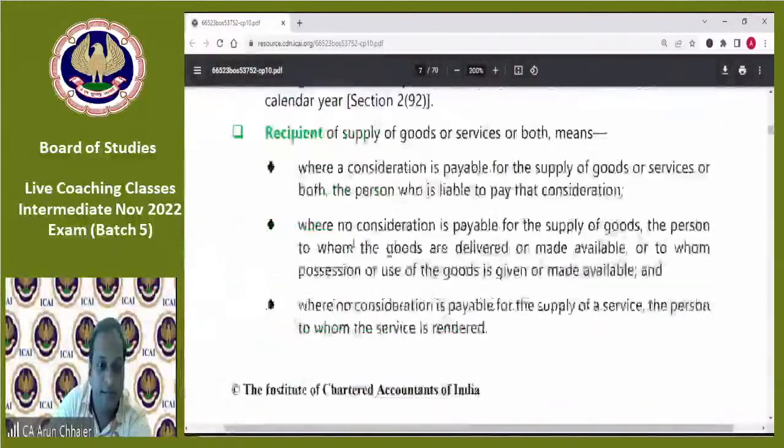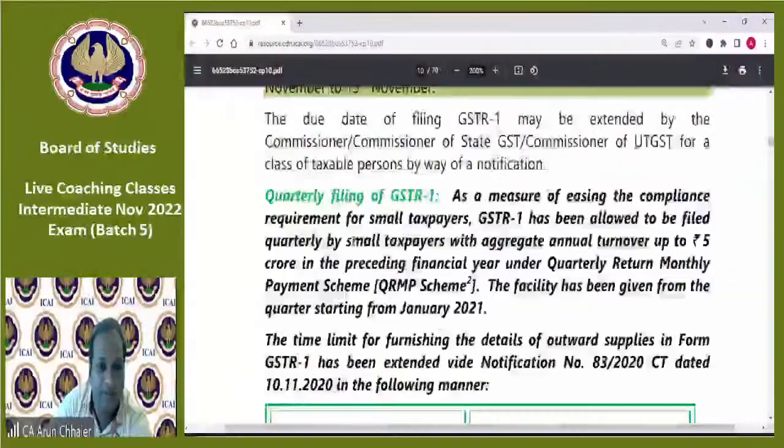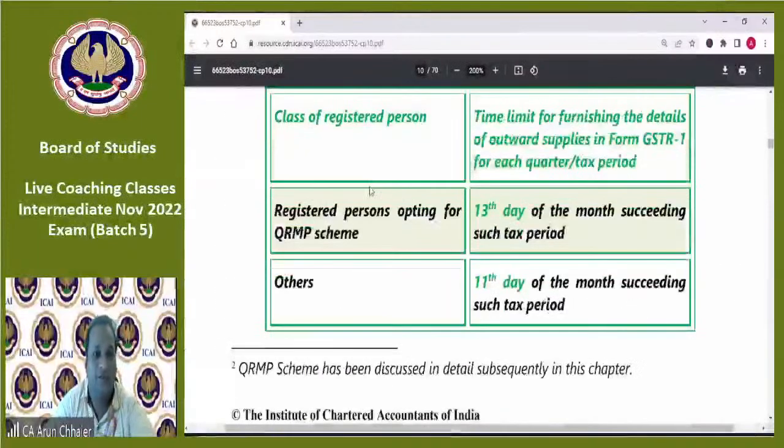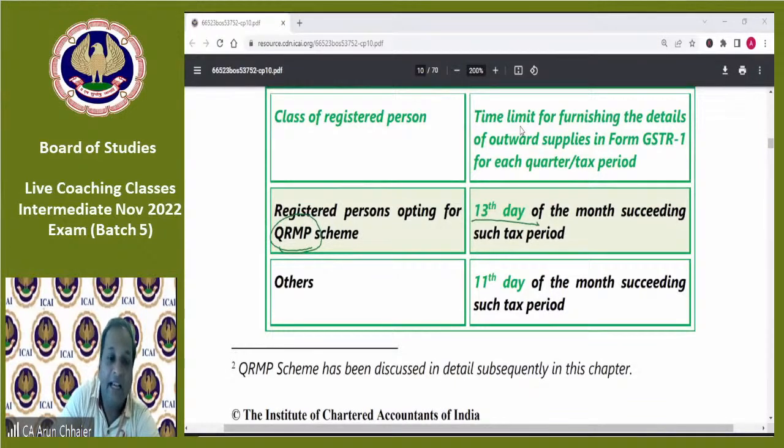And where is the due date written? See, there is a due date. For a registered person under QRMP, the due date is 13. And for any other, which means monthly, it is 11.